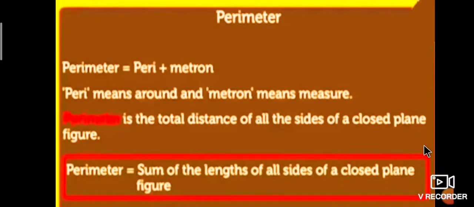Okay students, today we shall discuss perimeter. So, what is a perimeter? Perimeter is derived from the Greek words peri plus metron. Peri means around and metron means measure. It means perimeter is the total distance of all sides of a closed plane figure.